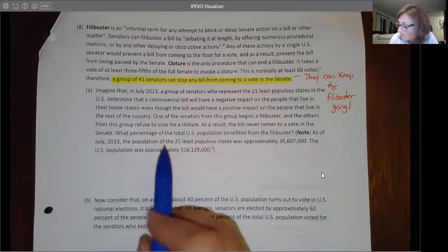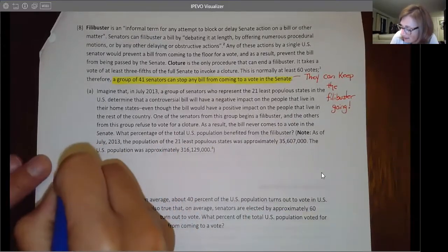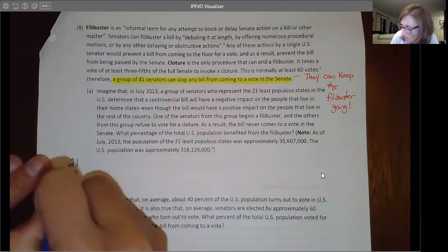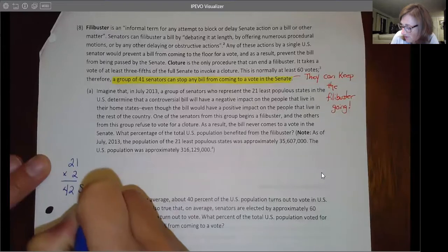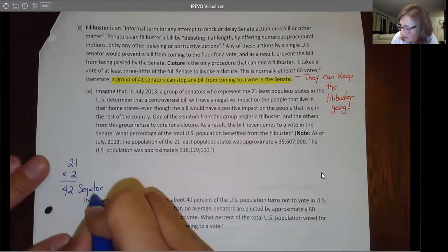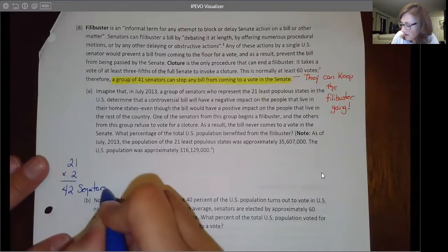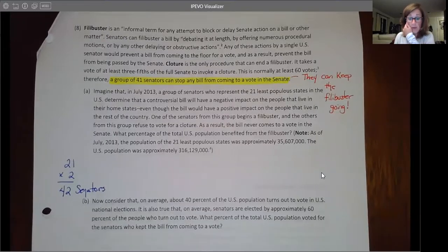Now look, there's 21 states times 2, that's 42 senators. That's enough to keep the filibuster going, because remember they needed 60 people to vote no to stop the filibuster. But if 42 people agree to do this filibuster, that leaves only 58 left to vote it down, and it can't. You need 60. You need 60 to stop it.